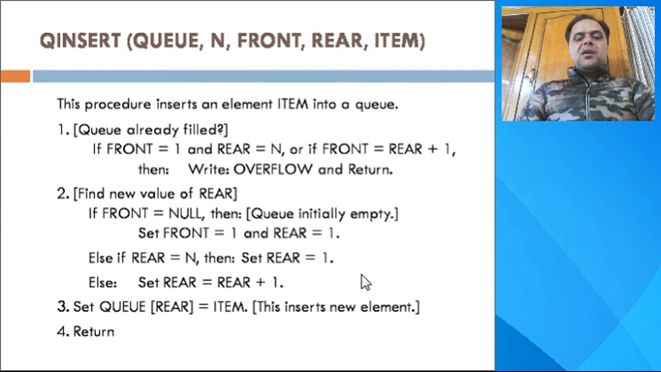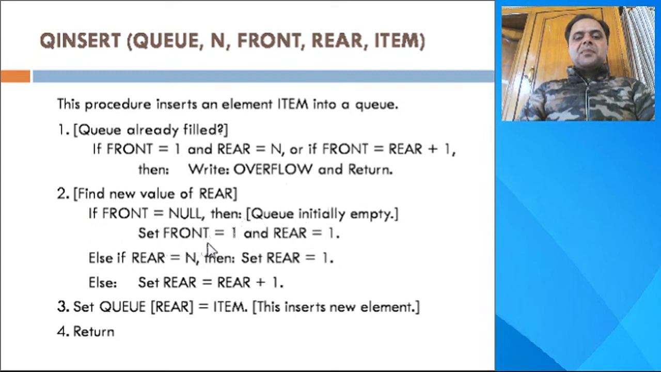So first we will check if the queue is already full. For example, we have n elements and all the elements are filled, then we cannot insert the element in the queue. That is, if front equal to 1 and rear equal to n, or front equal to rear plus 1, we call this condition overflow and return. We cannot insert an element because our queue is already full. So if the first condition is not true, then if front is null, it means we have an empty queue. We don't have any element in the queue.